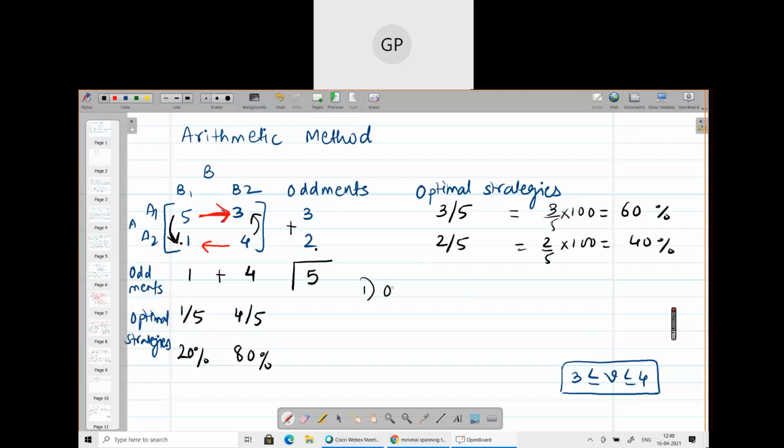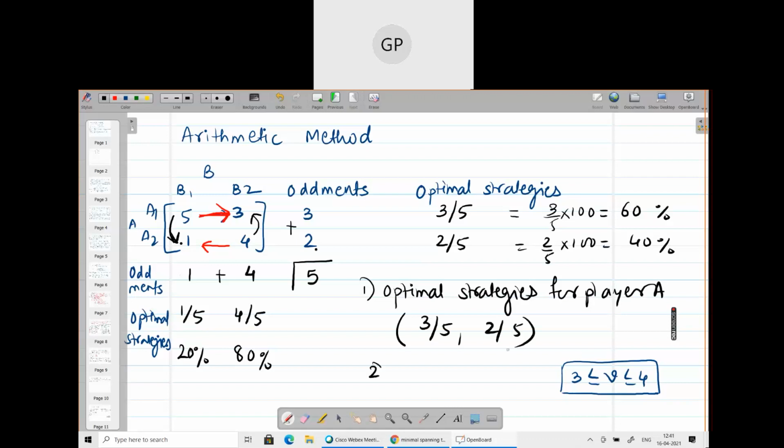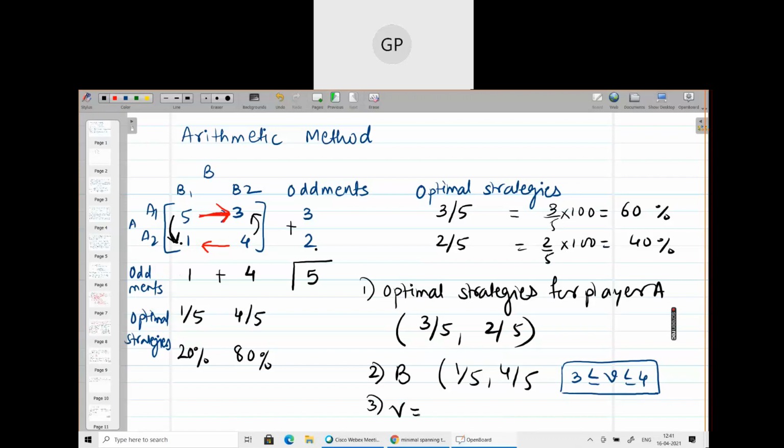So the same way you have to write the answer. Optimal strategies for player A: 3 by 5, 2 by 5. Then optimal strategies for player B: 1 by 5, 4 by 5. And what is the value of the game? Can anyone tell me the value of the game?